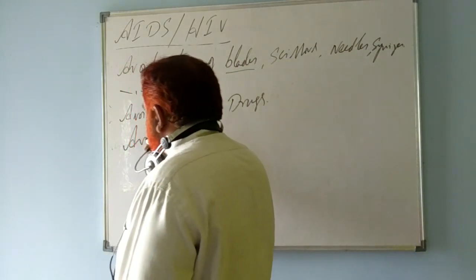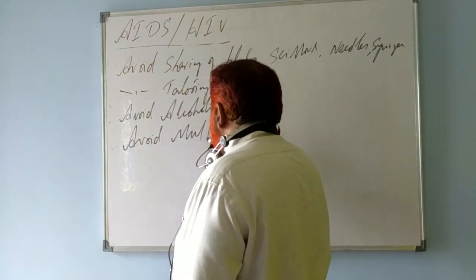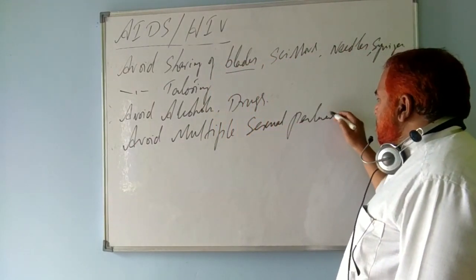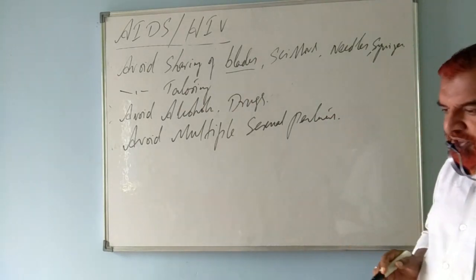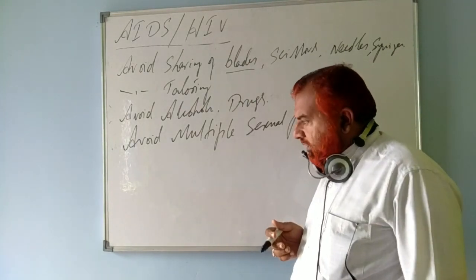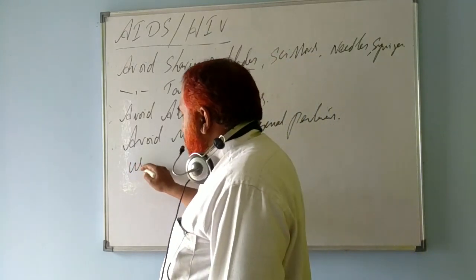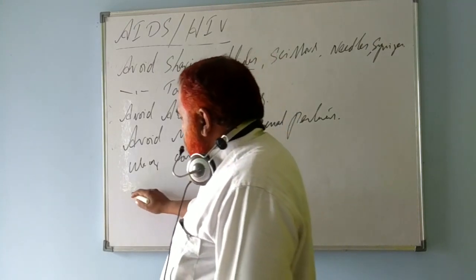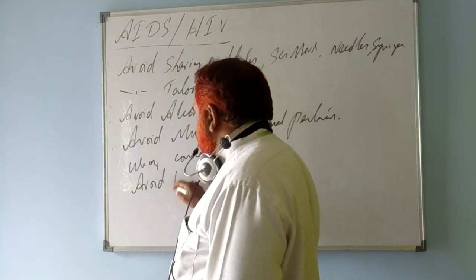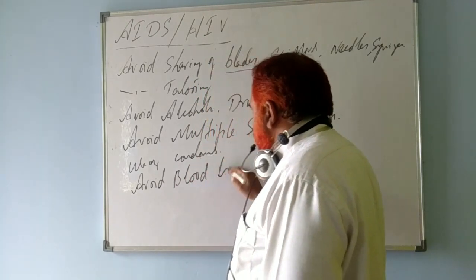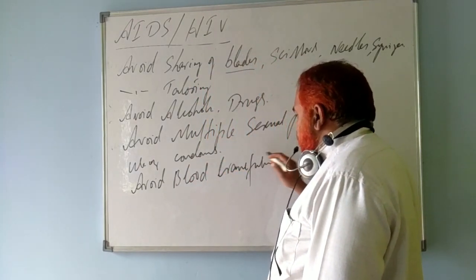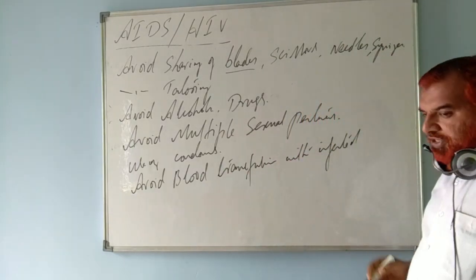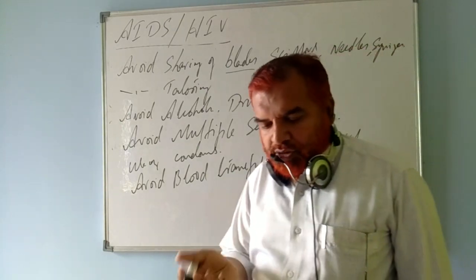Then avoid multiple sexual partners, or stick to a single partner. Don't have sexual relationships with many. Use condoms, contraceptives. Avoid blood transfusion with an infected person, because the infected blood will have the HIV virus. When this virus enters your body, you also get the disease.